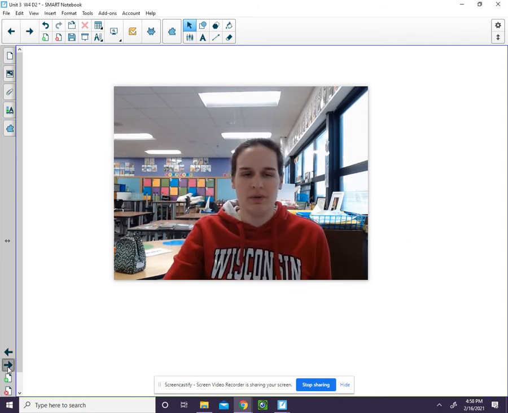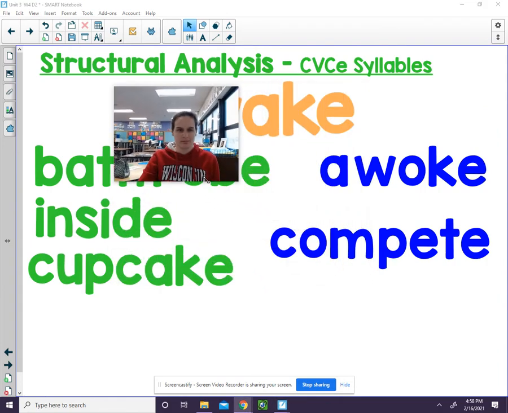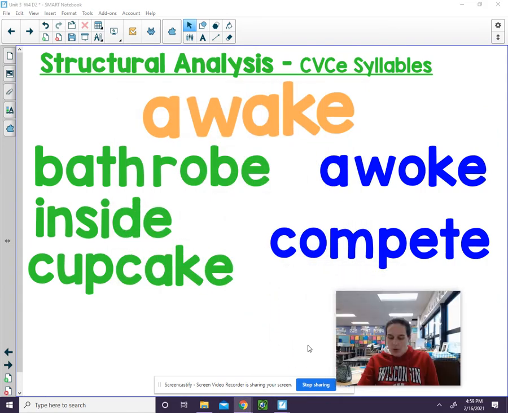We are now going to be working on something new. So, please look at this word up here in orange. This is awake. How many syllables do you hear in awake? One way to find how many syllables is put your hand underneath your chin and say the word. So let's say it together. Awake. How many times did my chin go down? Awake. My chin went down twice. So there are 2 syllables in the word awake.